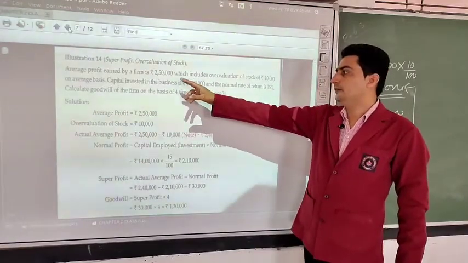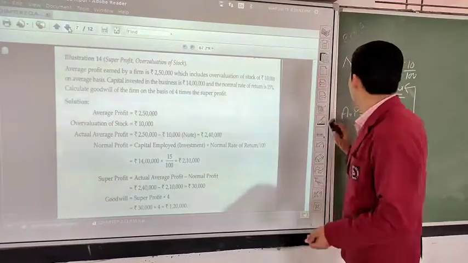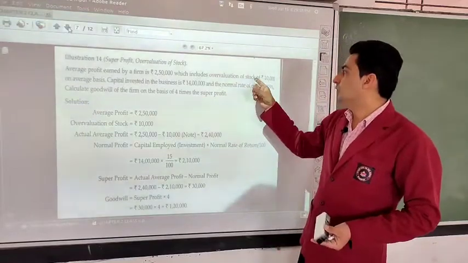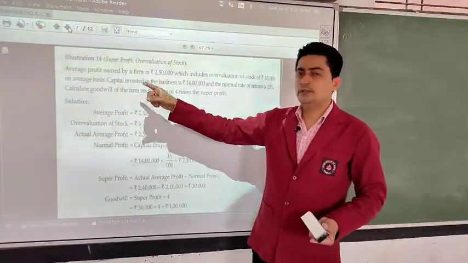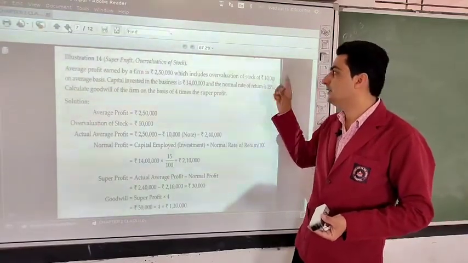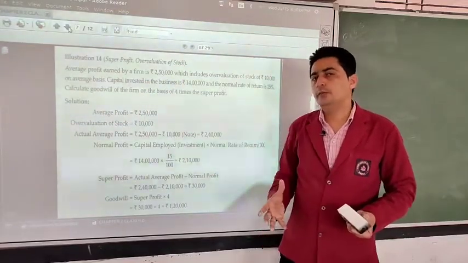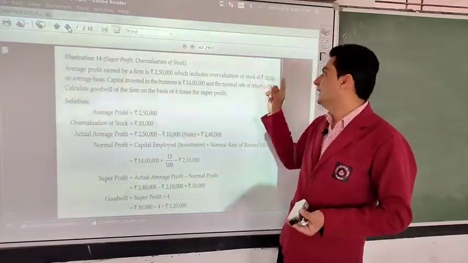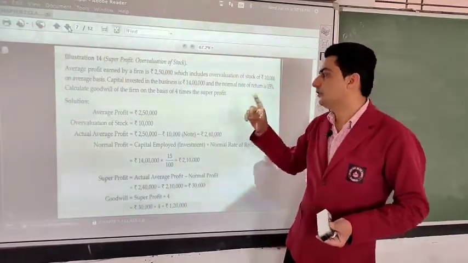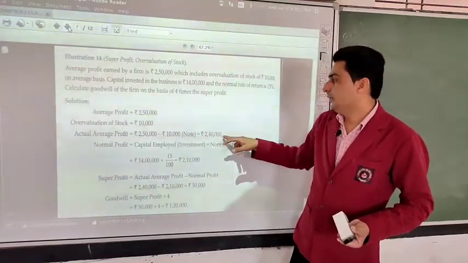Average profit earned by a firm is 2,50,000. Average profit is already given, so we do not have to calculate any average profit now, which includes overvaluation of stock of 10,000 on average basis. Whenever overvaluation of stock is there, we will deduct this overvalued stock from the average profit. So actual average profit will be 2,50,000 minus 10,000, which is 2,40,000. That will be the actual average profit.